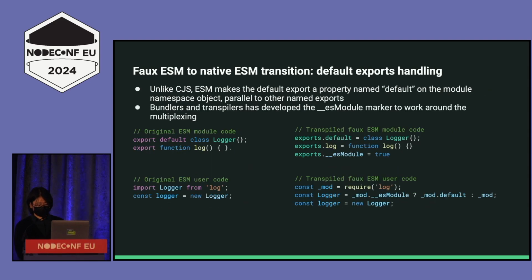To handle this difference when transpiling ESM to CommonJS, bundlers and transpilers have already developed a convention. They make the exports object shaped like an ESM namespace, with the default and named exports being separate properties, and a special marker __esModule. And then on the consumer side, if the consuming code is also ESM transpiled into CommonJS, then the transpiled code will contain some adapter to unwrap the default exports in the presence of this marker.